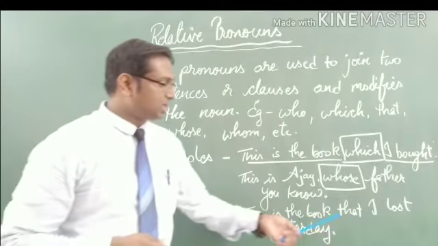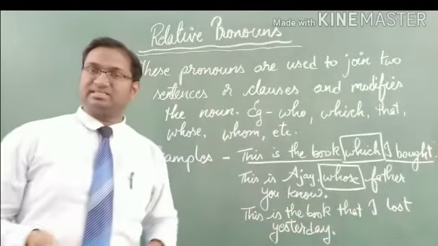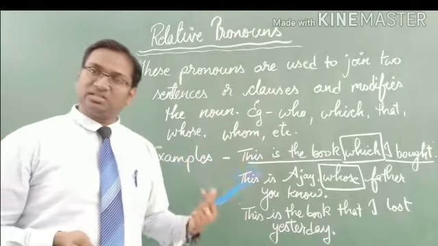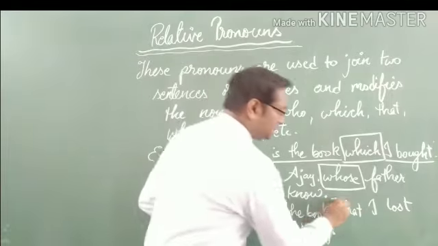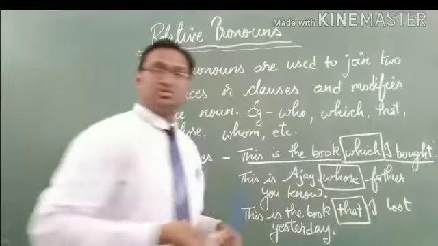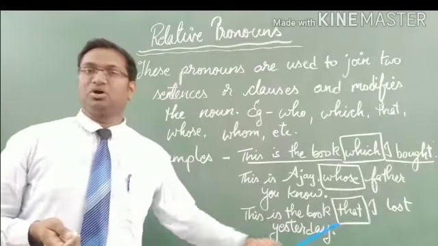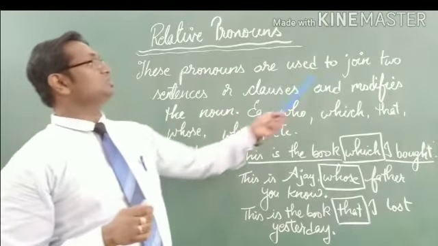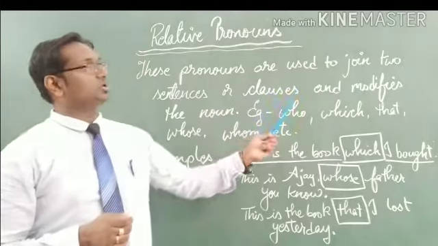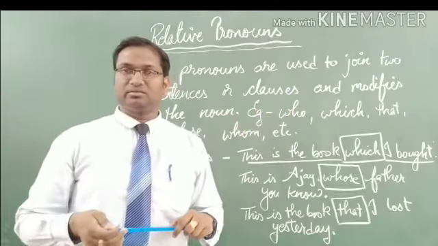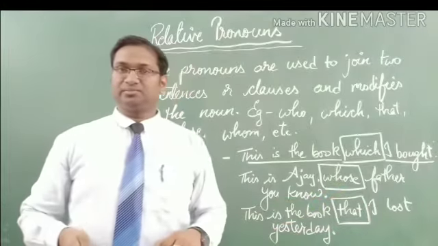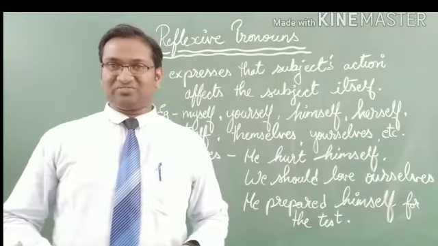Third, this is the book that I lost yesterday. Here also we have two sentences or clauses and these two are joined by the conjunction that. So that over here is your relative pronoun. So relative pronouns are those which join two sentences or clauses into one. Examples: which, whose, that. Next is reflexive pronouns.